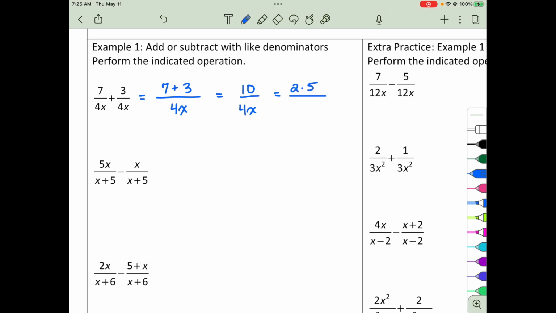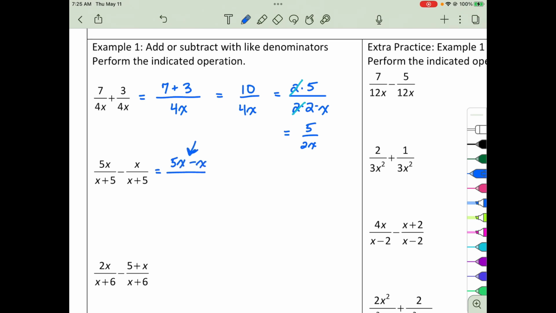10 is 2 times 5. 4 is 2 times 2, and then times x. Now that I have factored, I can cancel the 2's. Or you could just simplify the fraction. That's also totally fine. 5 over 2x. That's my answer.